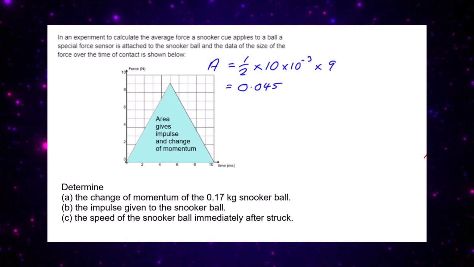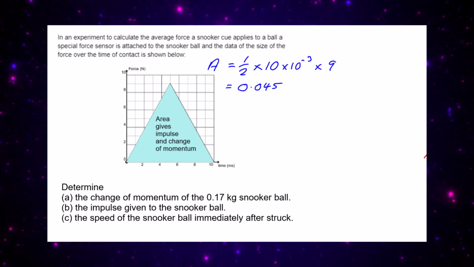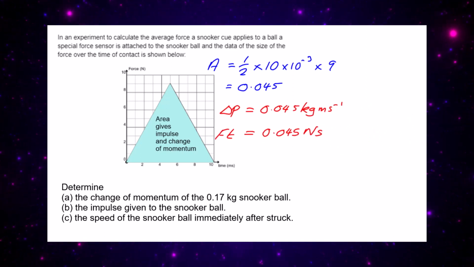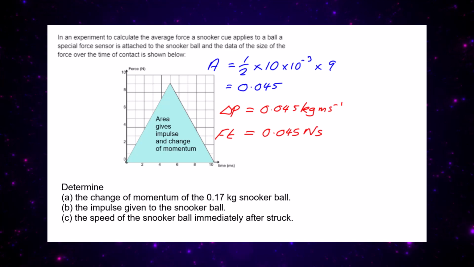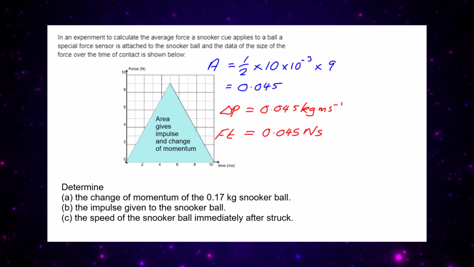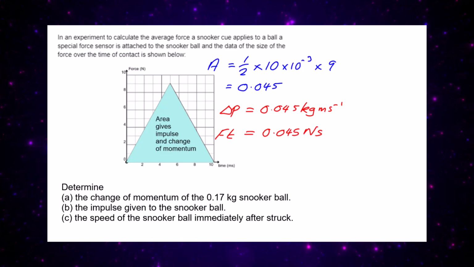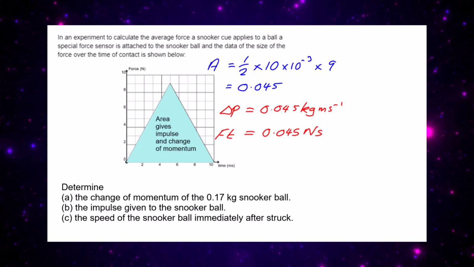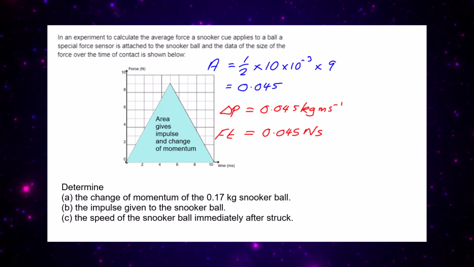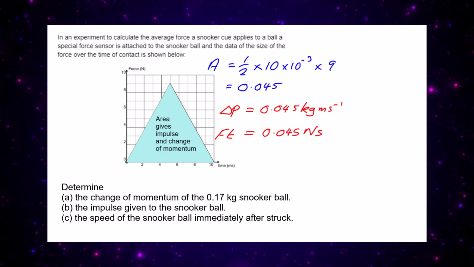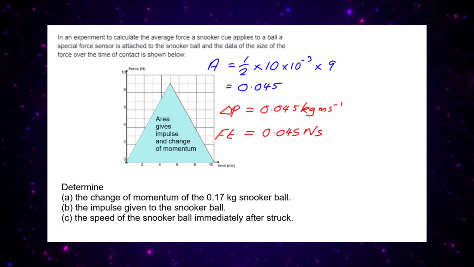Now, what we can do now is put down the change in momentum, delta P, and the impulse, Ft. And both of them will be the same. 0.045 kilogram meters per second for the change of momentum of the ball, and the impulse given to the ball will be exactly the same numerically, 0.045 newton seconds. When you have an impulse, you have a change in momentum. When you have a change in momentum, you have an impulse. Both go hand in hand.